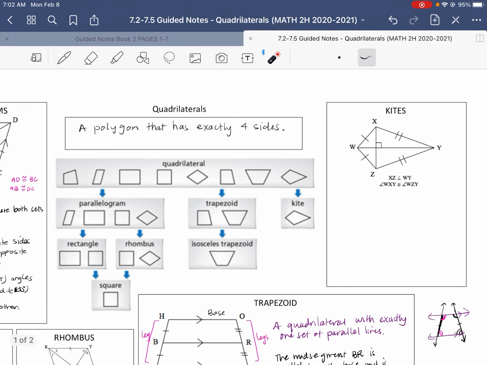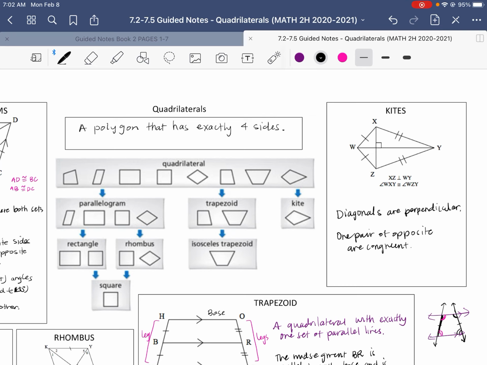Okay, the last one is the kite. So if we look at the kite, specifically, this one gives you that the diagonals are cutting through at a perpendicular angle. I guess I should say 90-degree angle, which is perpendicular. So the diagonals are perpendicular. Okay, and one pair of opposite angles, and I'll show you what this looks like in the diagram, are congruent.